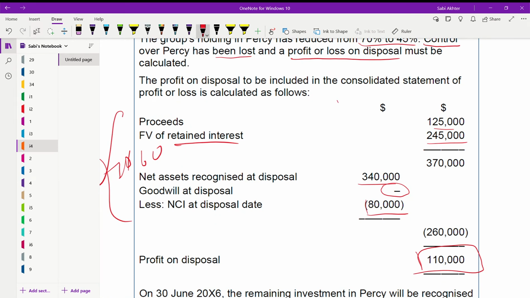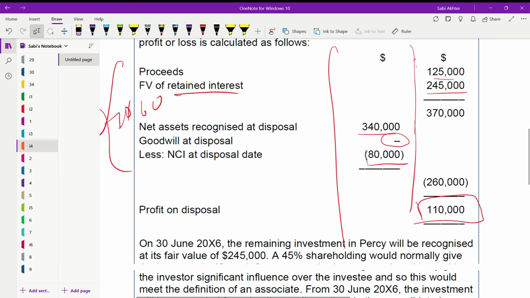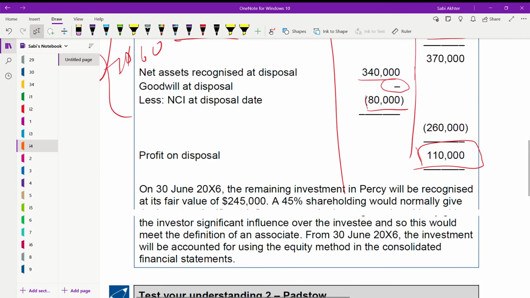Okay, make this 2 column always. Don't write everything in the 1 column, outside column, make 2 column. This comes inside, that comes outside. And finally the profit on disposal. Now you have to write more. It's not the end.